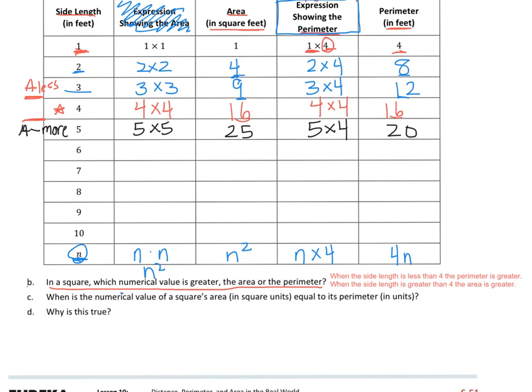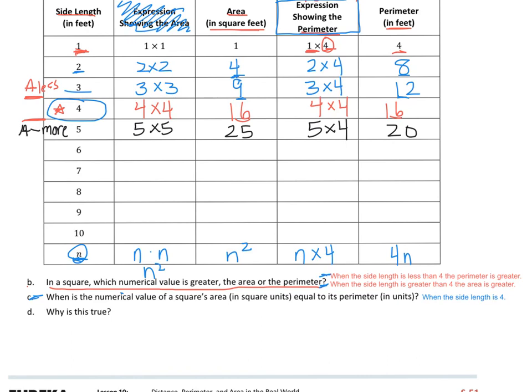So that's my statement for it. When is the numerical value, and I'm looking at C, when is the numerical value of the square's area in square units equal to its perimeter in units? And we know that that's going to be the case right here. We talked about up at the top when it's less than 4 and when it's greater than 4. Well, what if it's exactly 4? That's when their values are equal.